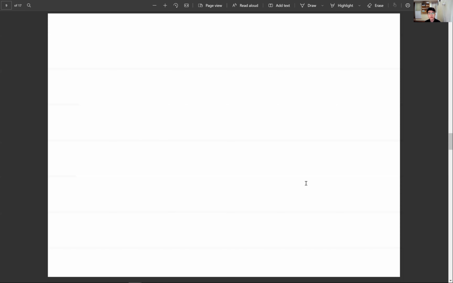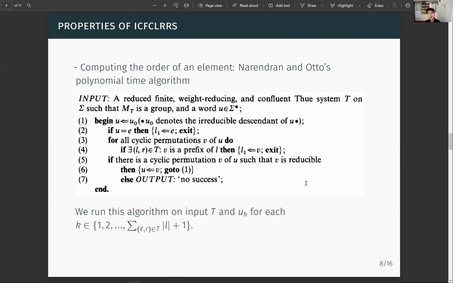And so now we come to the final requirement, which is the computation of the order of an element. On this, we can use Narendran and Otto's polynomial time algorithm, which was published in 1988. Basically, the algorithm has as input a writing system that presents a group and a word in that writing system.